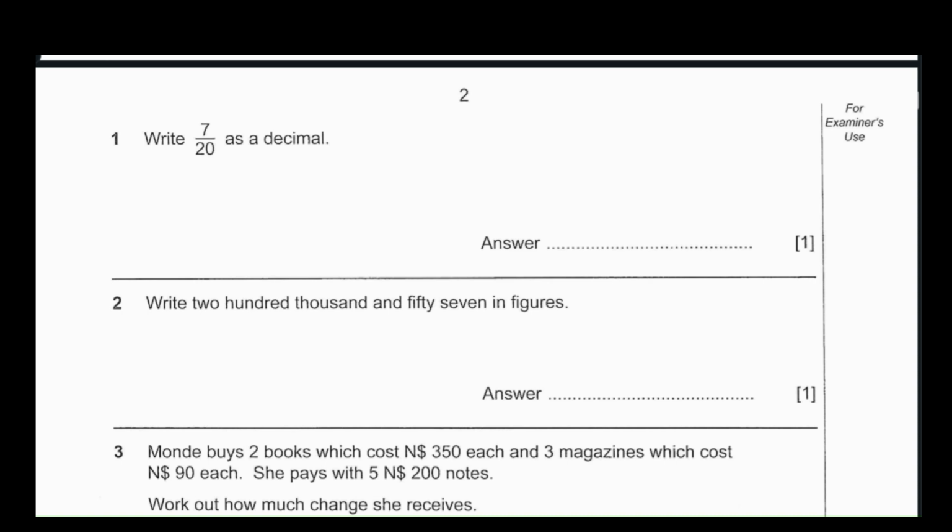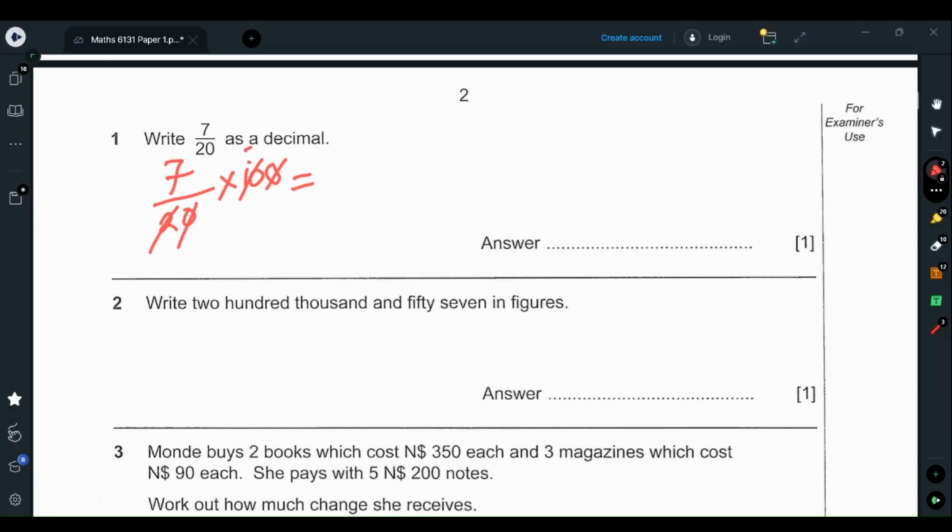Question 1. Write 7 over 20 as a decimal. Right. Let's go ahead and do that. 7 over 20. So how do we write this as a decimal? The easiest way to do it is multiply it by 100, that is, change it to percentage. And if you do that, that will allow us to cancel this 0 with that one, and as a result it will allow us to find out how much is 10 divisible by 2. 10 divided by 2 gives us 5, so it's 5. So 2 goes in 10 5 times, so 7 times 5, that is 35%.